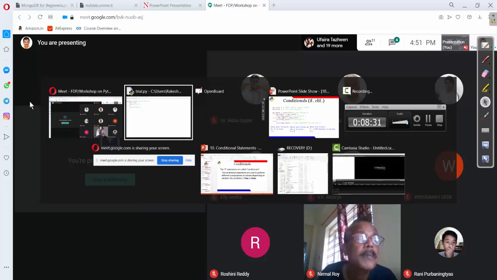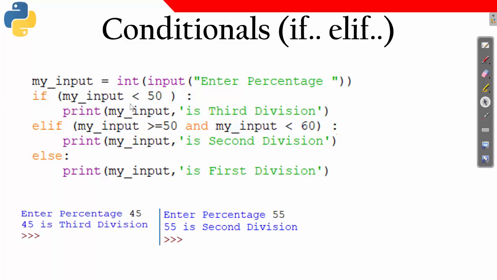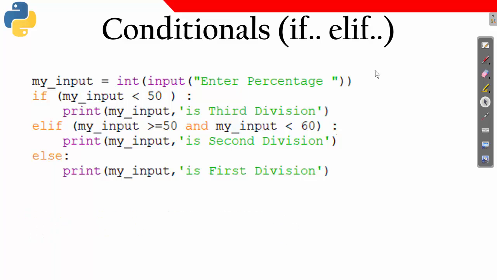Okay. Now let us start one more program. Now the same problem I have given with a little bit more condition in it. I have written a statement. I am taking an input, input percentage, and it's supposed to be an integer value. Next, if my input is less than 50, I am saying it is third division. Even 0% also third division. I have not made anything else of it.